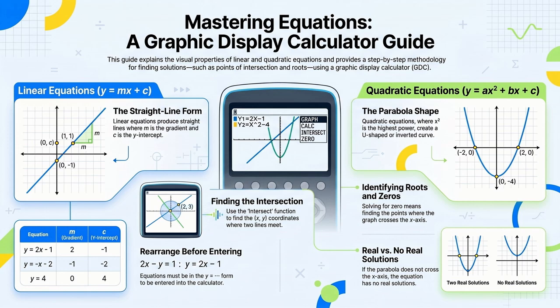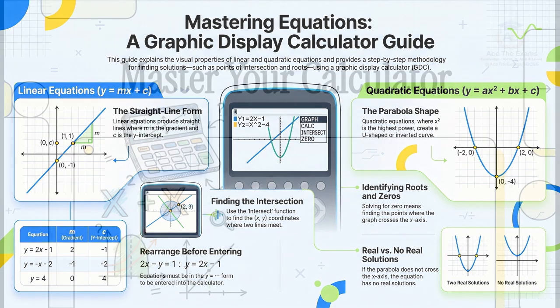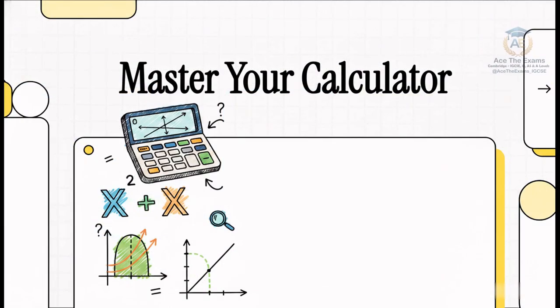Let's jump right in. If you've ever stared at your graphic display calculator and wondered how to actually turn complex algebra into clear, actionable visual data, you're in the exact right place. Today, we're unlocking the secrets of your GDC for the Cambridge IGCSE 0580 syllabus so you can absolutely conquer linear and quadratic equations. We're going to break down exactly which buttons to press and, more importantly, why you're pressing them.